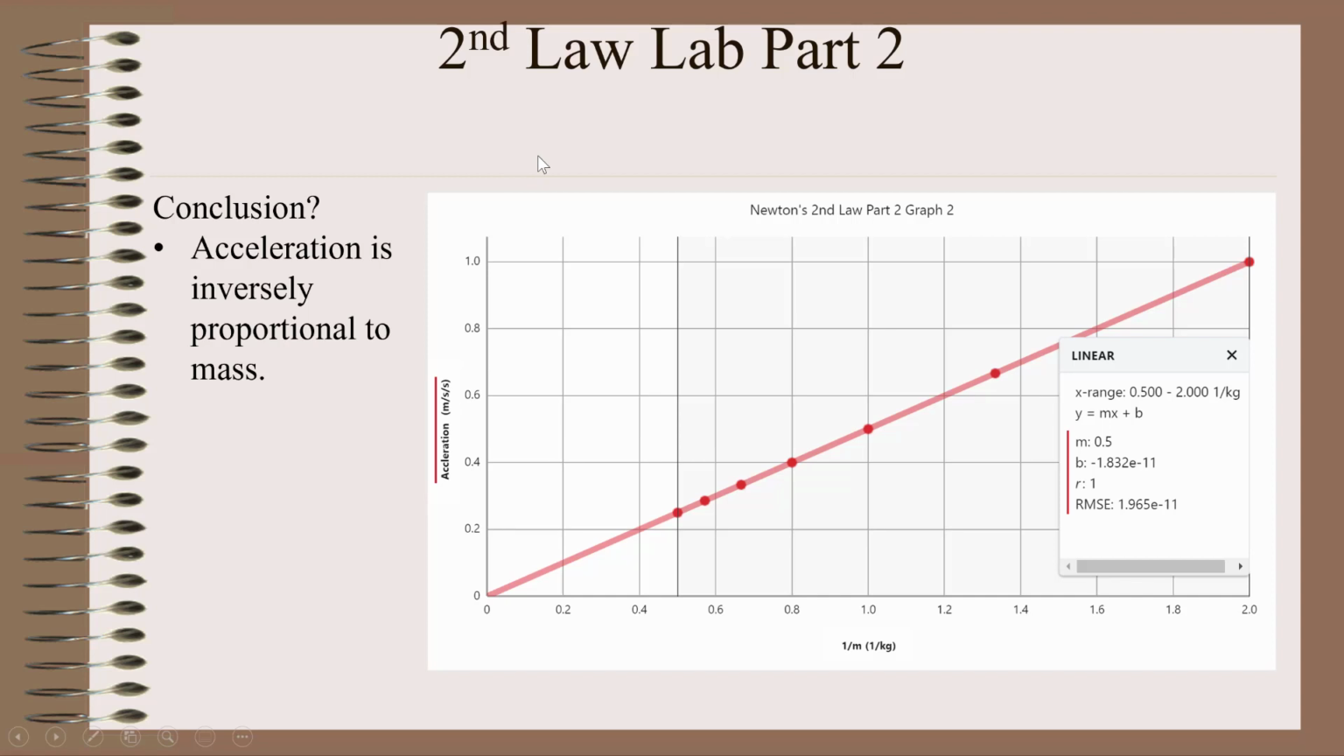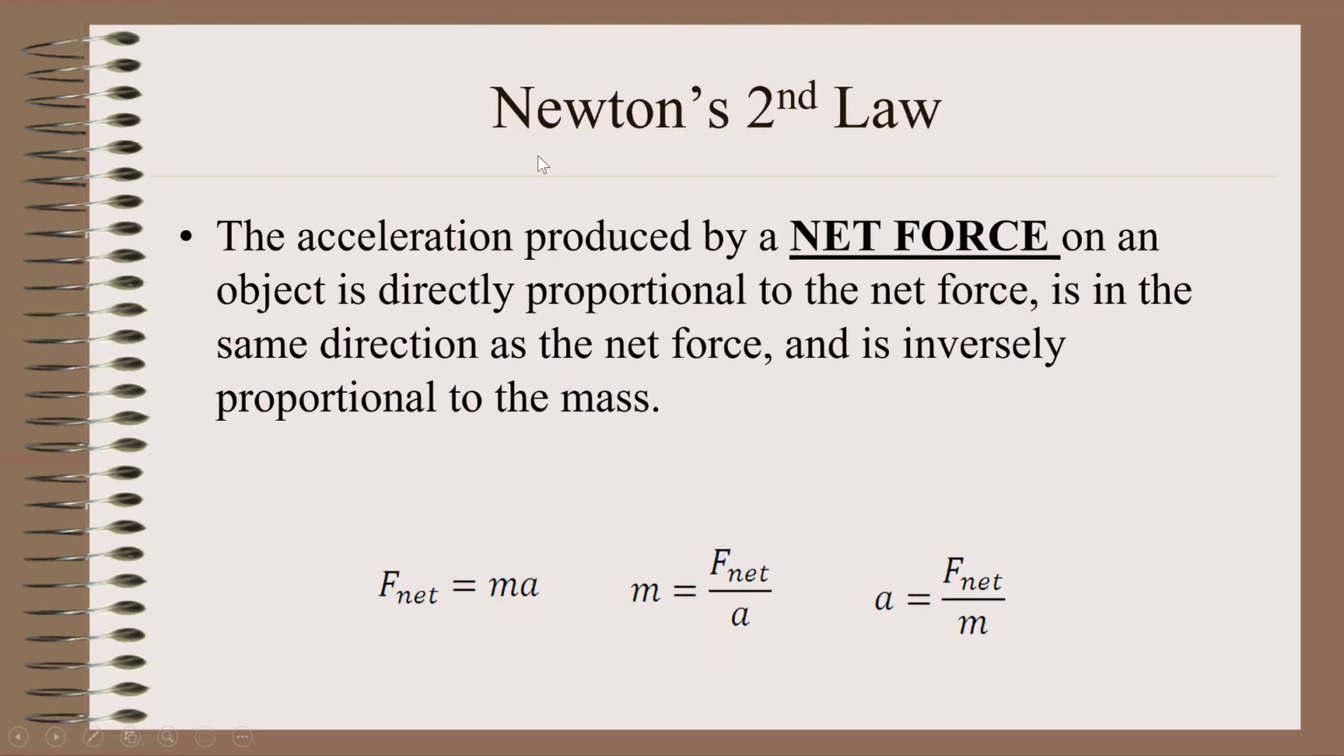So let's take a look at Newton's second law. Newton's second law states that the acceleration produced by a net force on an object is directly proportional to the net force and is in the same direction as that net force. So that's basically part one. The cart accelerated in the same direction as the net force, that string pulling on the cart over the pulley. And as we increased the force, the acceleration increased proportionally.